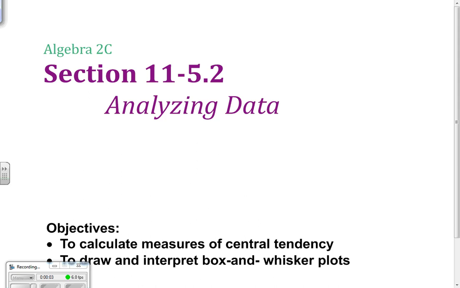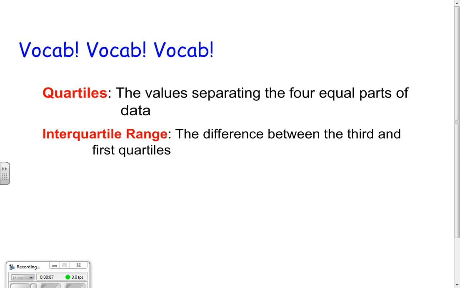Chapter 11, Section 5, Day 2 is more on analyzing data. Today we're actually going to talk about quartiles and the interquartile range. So a quartile, the word quarter, just means that we separate all of the data into 4 equal parts. And when I say equal parts, it talks about the number of data points, not the values.